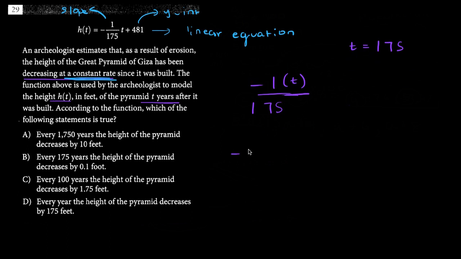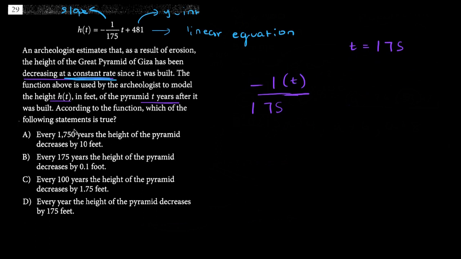If I substitute in negative 1 times 175 over 175, the 175 cancels and it becomes negative 1. What does that negative 1 mean? It means a decrease by 1 foot. So 175 years after the Pyramid of Giza was built, the decrease in height should be 1 foot. And so I can substitute a lot of numbers in and actually understand the slope. We understand so far what this slope is, with 1/175. Now let's look at the answer choices.